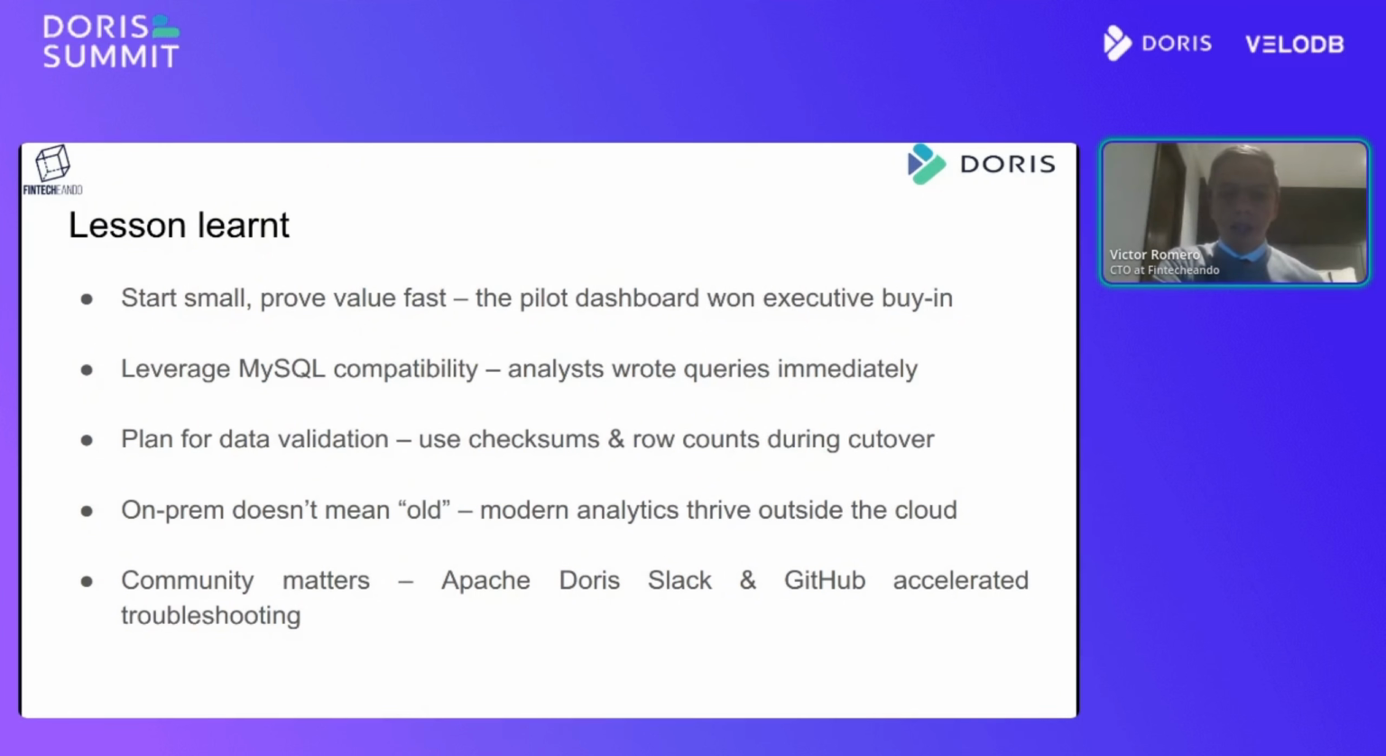Also, community matters. Apache Doris Slack and GitHub accelerated the troubleshooting. It helped us to identify which issues we could face and the lessons learned by other users of Apache Doris.